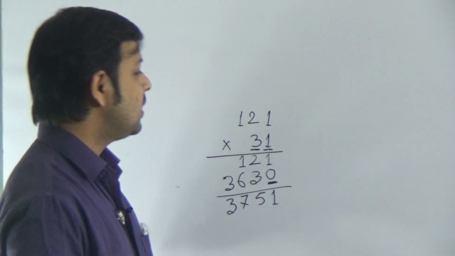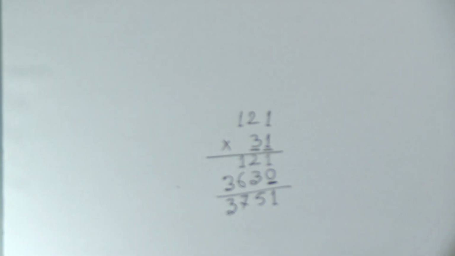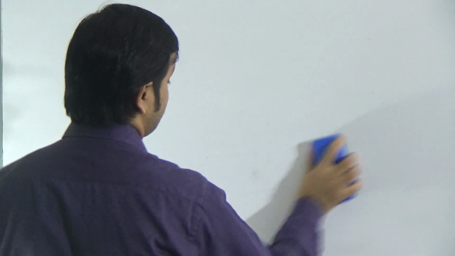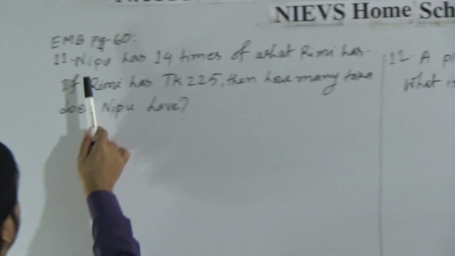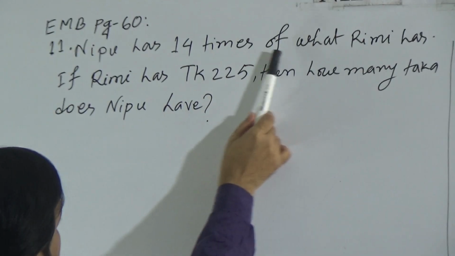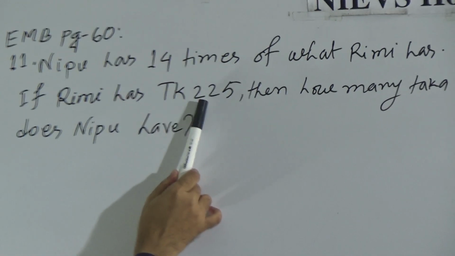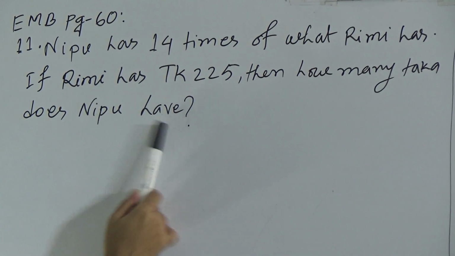Okay, dear students, now I will start our today's topic. Okay, dear students, question 11. At first I will solve. Nipu has 14 times of what Rimi has. If Rimi has taka 225, then how many taka does Nipu have?